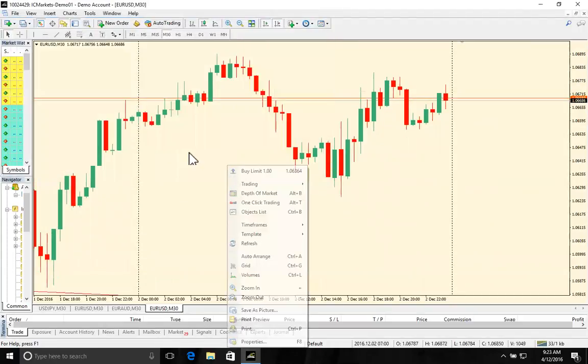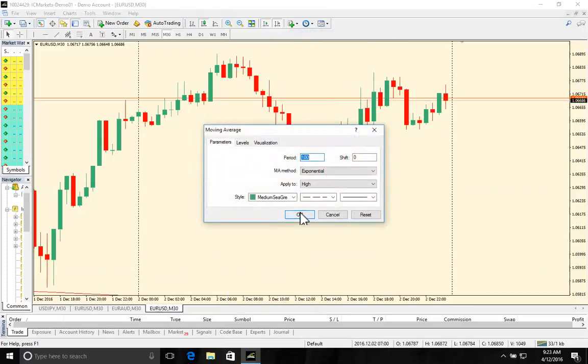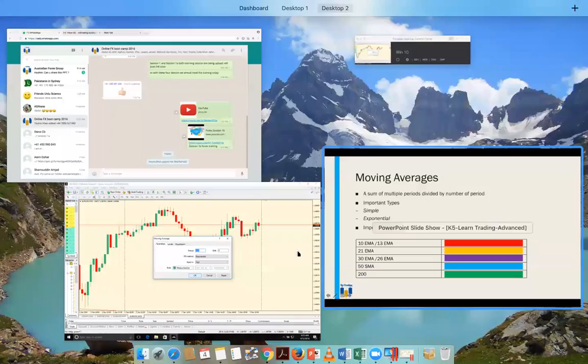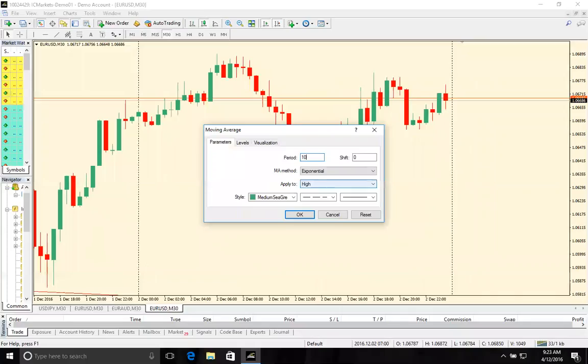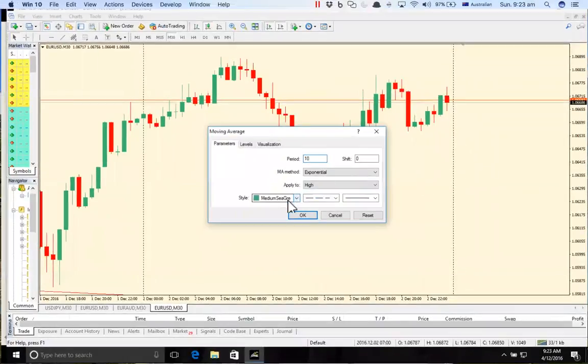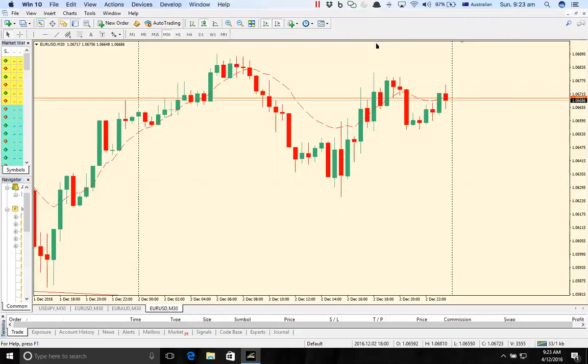And then you just simply go here, moving average. So first moving average you're going to add is 10 or 13, either one. So 10, and exponential, and what's the color up there? We got red, right? Red, and this is your moving average.